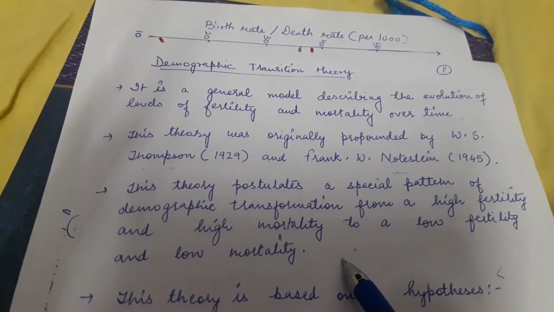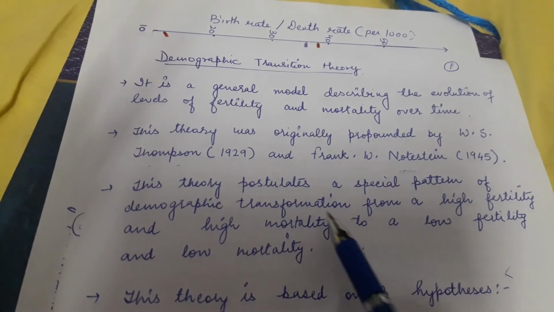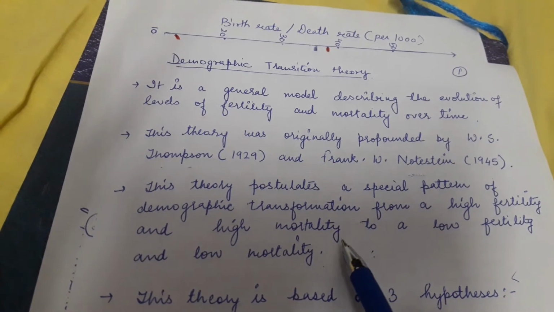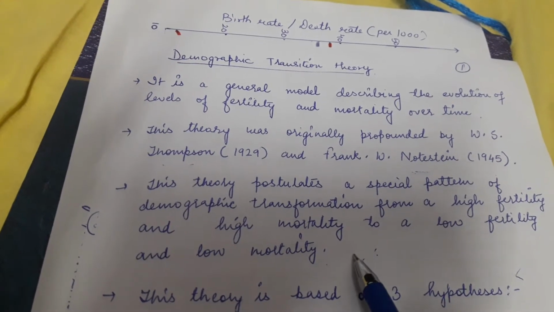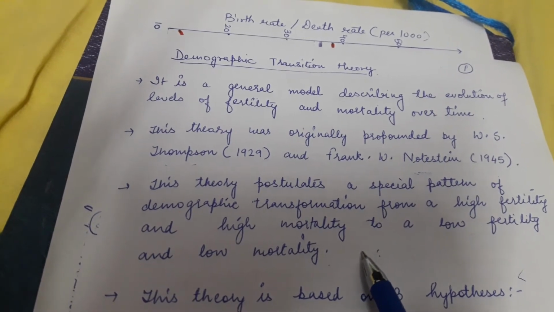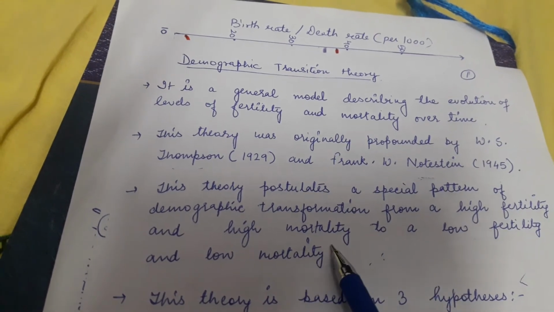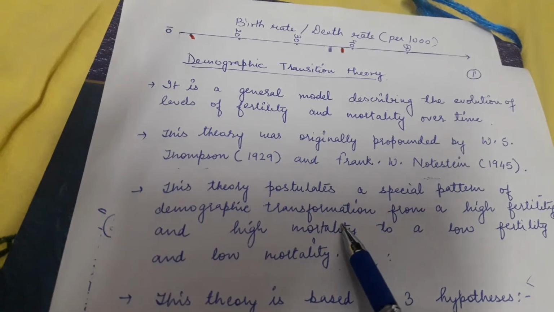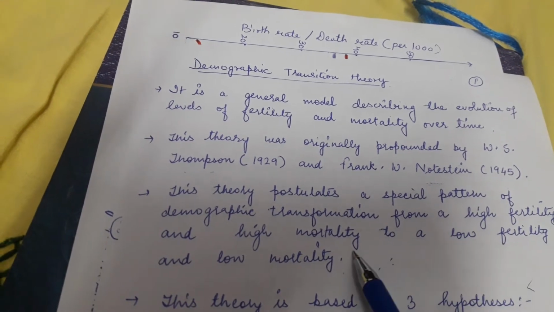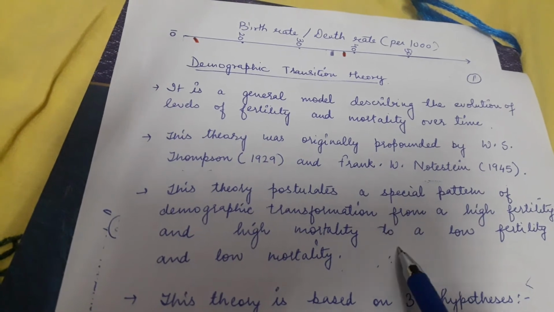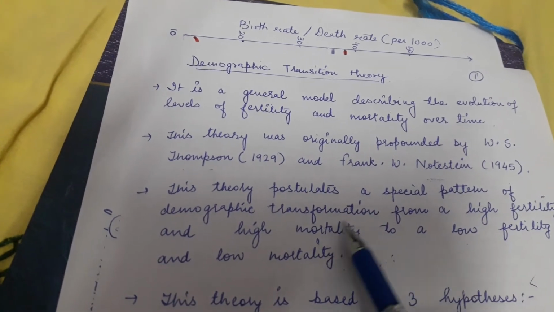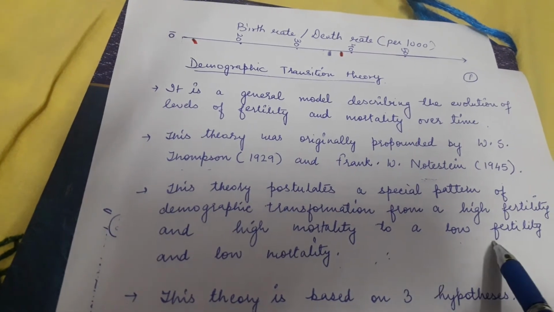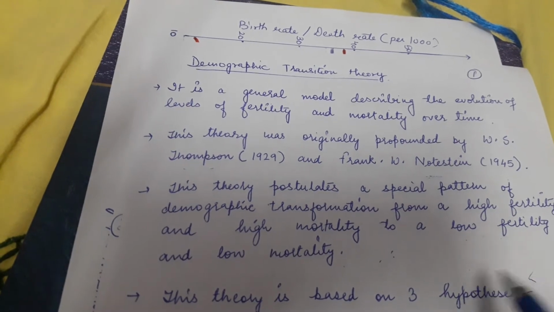Now, what we can understand from this sentence is that there's a stage where the population has high fertility and high mortality. In other words, high fertility is when the birth rate is high, and high mortality is when the death rate is high. There's a stage when both fertility and mortality are high, and then there's a stage where both these indexes become very low.